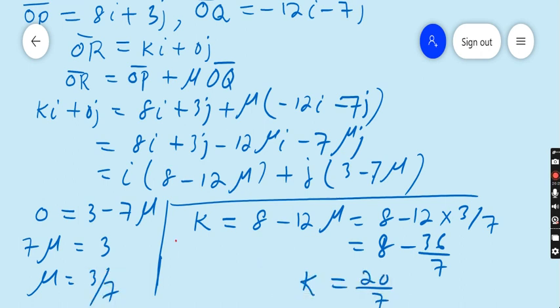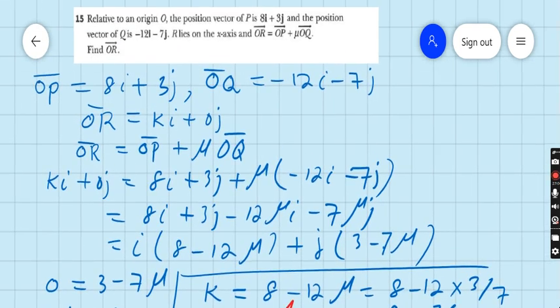Hence vector OR, what we have let ki plus 0j, so k is 20 upon 7, so 20 upon 7 i plus 0j. This is our final answer. Or you can just write 20 upon 7 i. So no issue if you write 20 upon 7 i or if you write 20 upon 7 i plus 0j, you will get full marks.